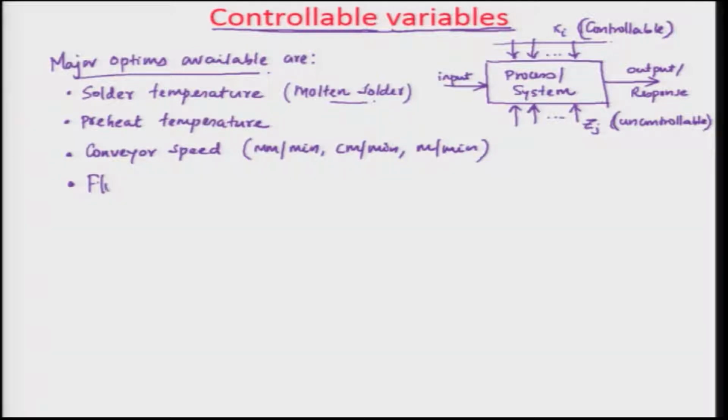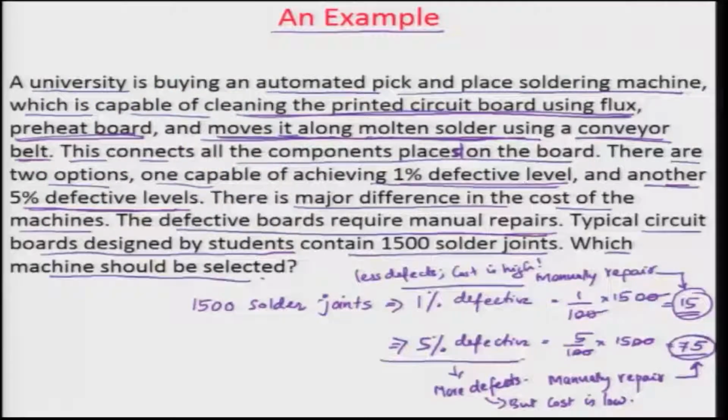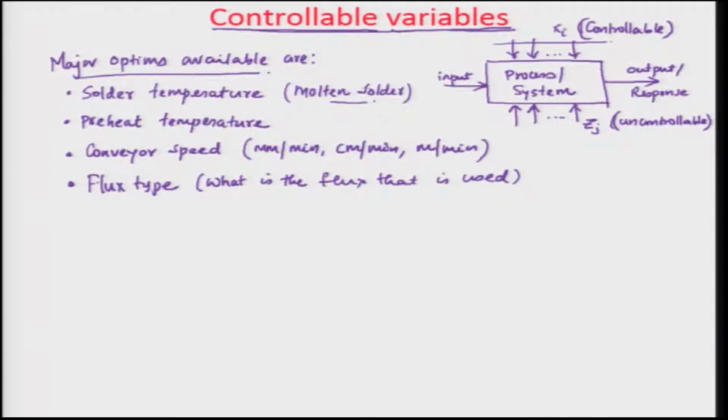We talk about another one, the flux type. What is the flux that is used? Where did this flux come from? It came from cleaning the printed circuit board using flux. So whichever flux you use might influence the cleaning process, and if it influences the cleaning process, then it might also influence the soldering. So you might want to look into the flux type. The other one is the solder bath depth.